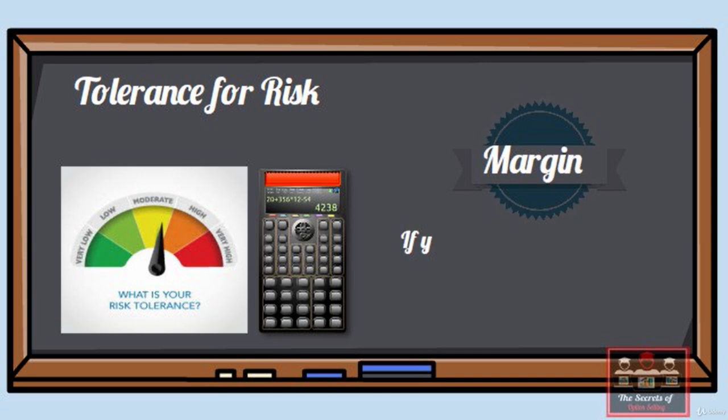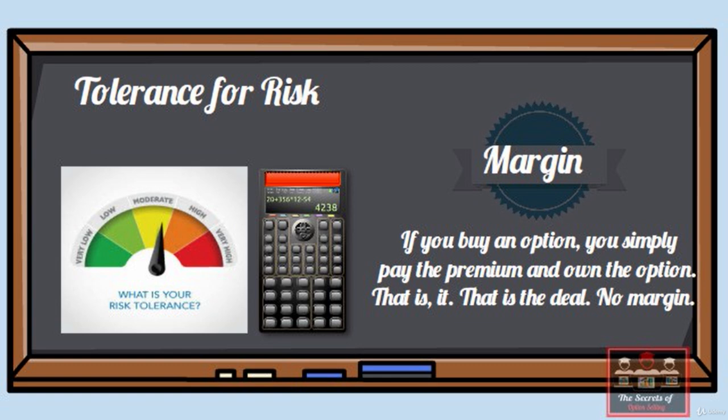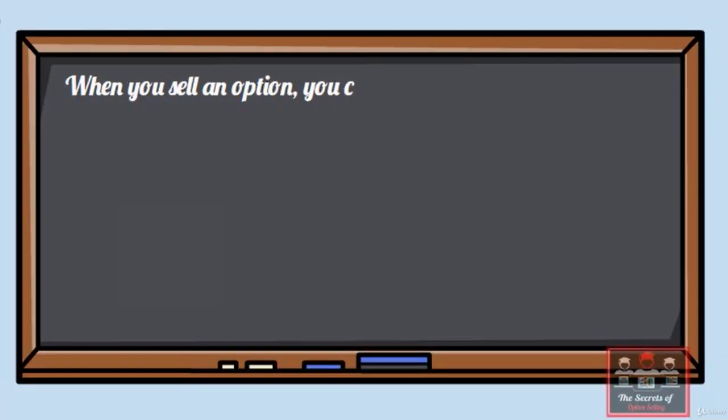If you have traded options or futures in the past, you are already comfortable with the notion of margin. However, traders who have so far restricted themselves to equities may not be familiar with it. Hugely different margin obligations are one of the key distinctions between stocks and futures options. If you buy an option, you simply pay the premium and have the option. That is it. That is the arrangement, no margin.